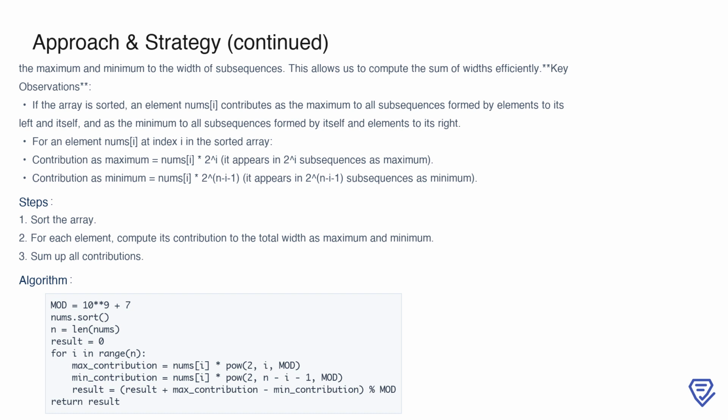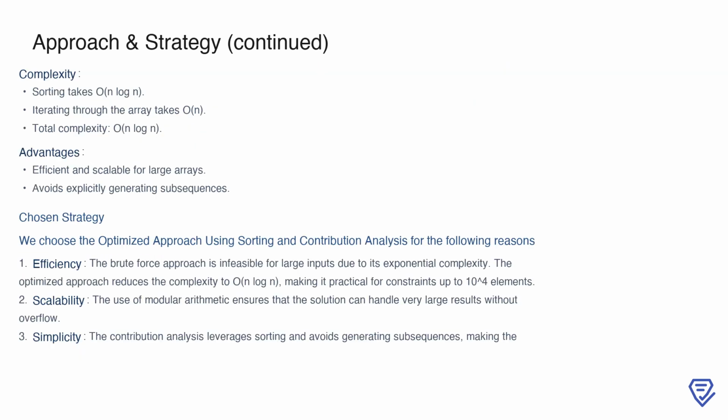This algorithm uses modular arithmetic to handle large numbers, ensuring correctness even for large inputs. Analyzing the complexity of the optimized approach reveals its efficiency. Sorting the array requires O(n log n) time, and iterating through the array to compute contributions takes O(n).